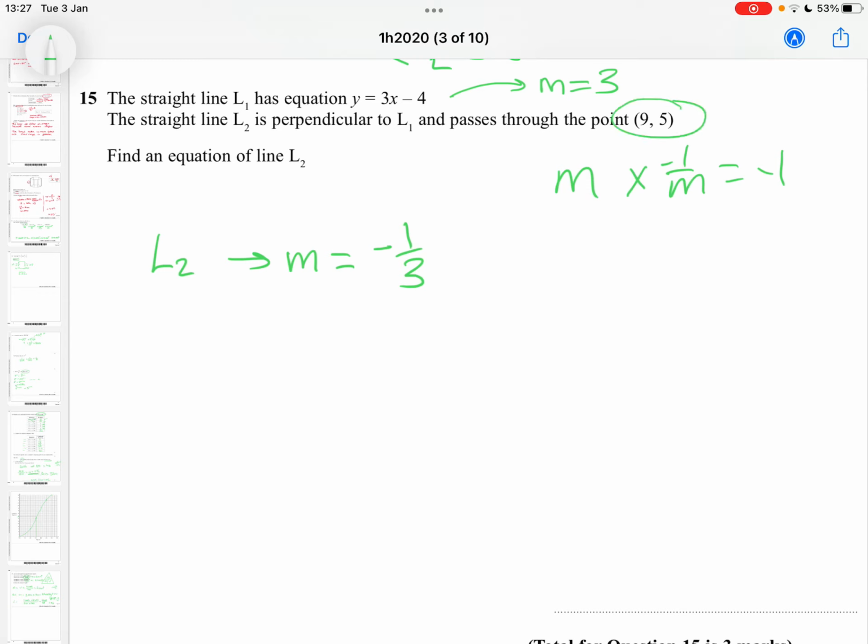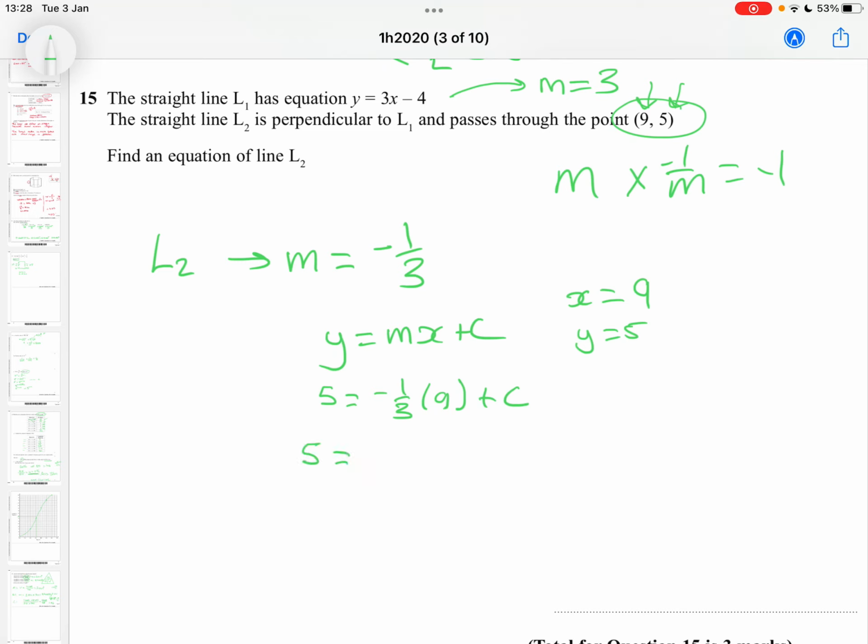Then it wanted to pass this specific point. So I know the equation, y equals mx plus c. I know what m is, it's -1/3. I know x is 9, which is here, and y is 5. So I'm going to substitute all that information in, and that should tell me what c is. C is the y-intercept, where it crosses the y-axis.